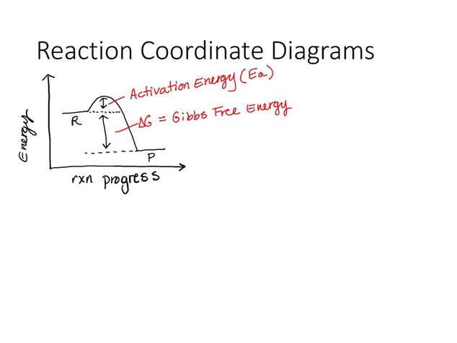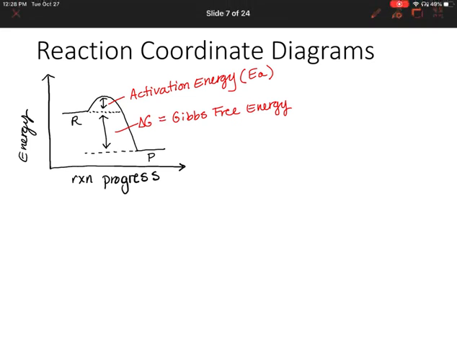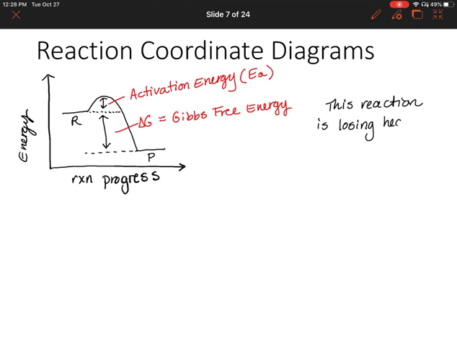Now, looking at the Gibbs free energy there, it's decreasing. So it's going from a really high energy to a really low energy. So that tells us that delta G is negative. So this reaction is losing heat. So this would be an exothermic reaction. And delta G is negative, which tells us that this is a spontaneous reaction.